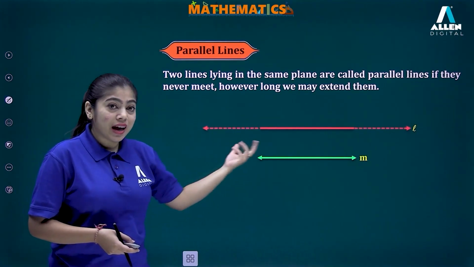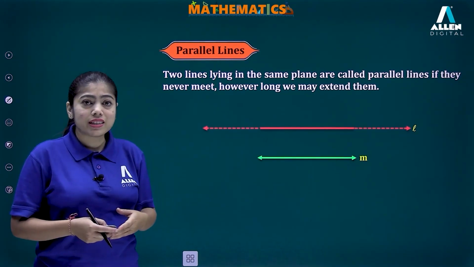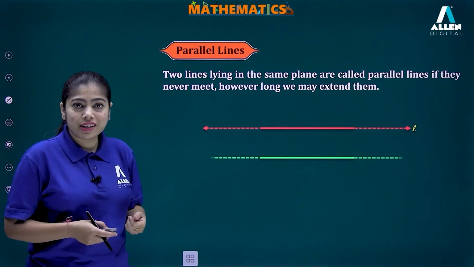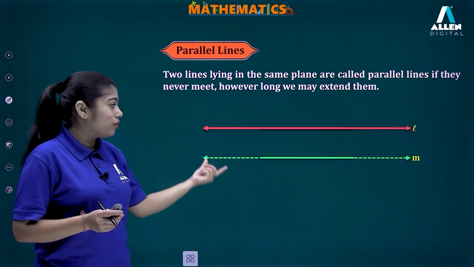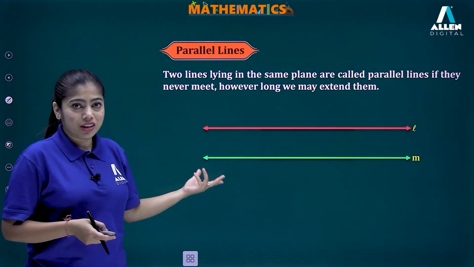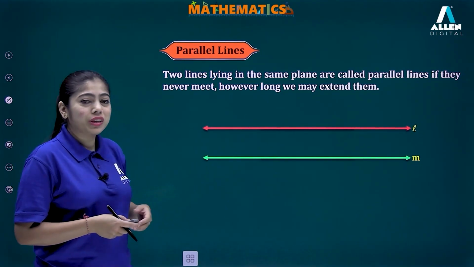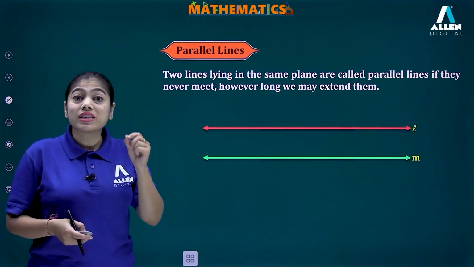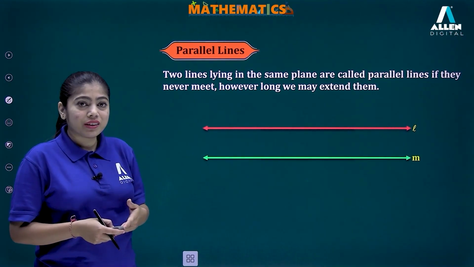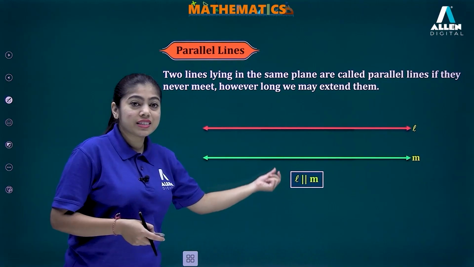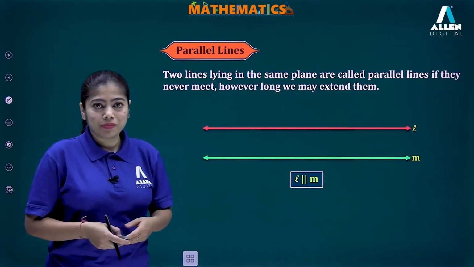So here when line L is extended on both sides and line M is also extended on both sides, then also you can see that none of the lines are meeting each other. They are not intersecting each other. And there is one symbol that we use to represent parallel lines. What is it? You can see here it is L parallel to M, right?